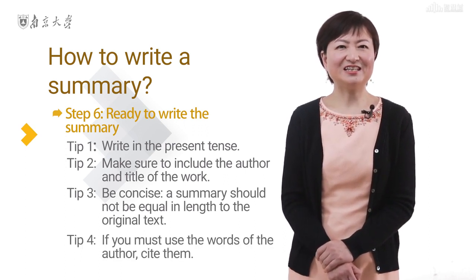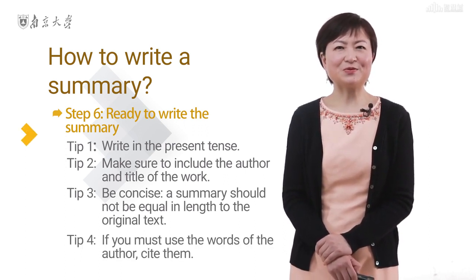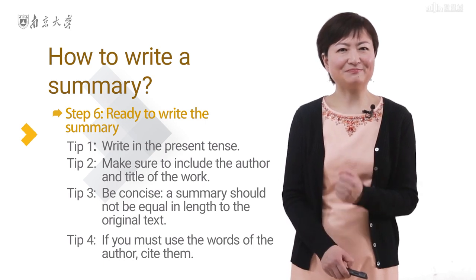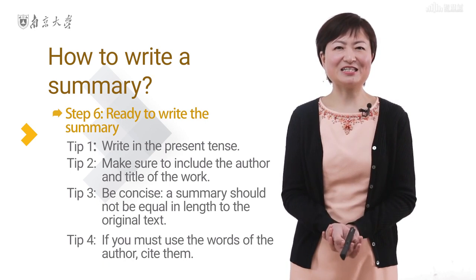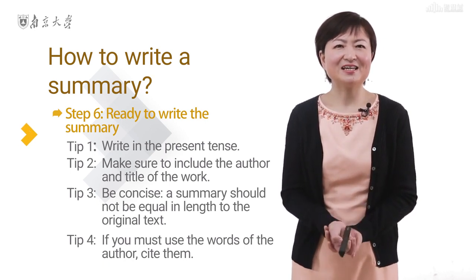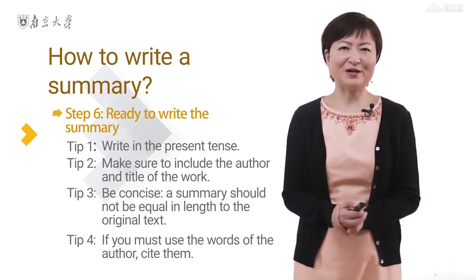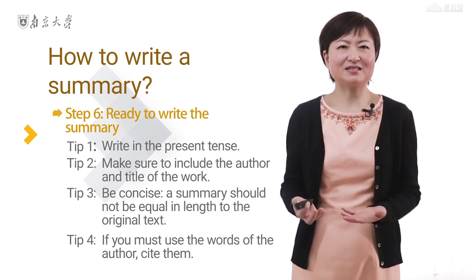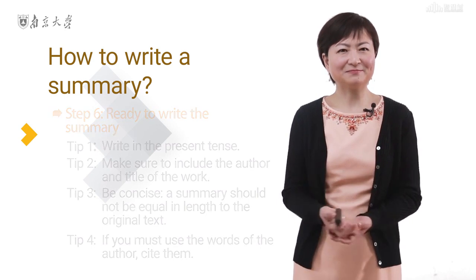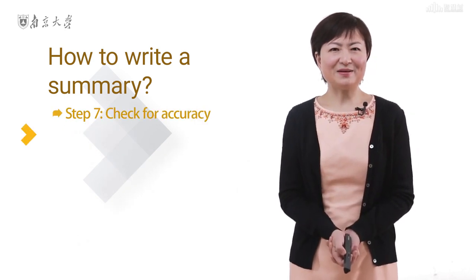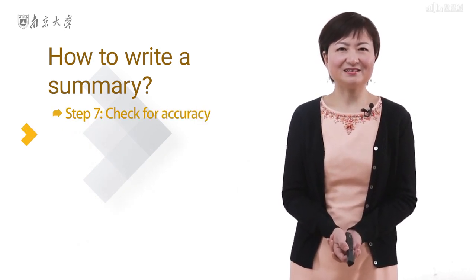Tip number 4, if you must use the words of the author, cite them. Don't put your own opinions, ideas, or interpretations into the summary. The purpose of writing a summary is to accurately represent what the author wanted to say, not to provide a critique. The seventh step is to check for accuracy.